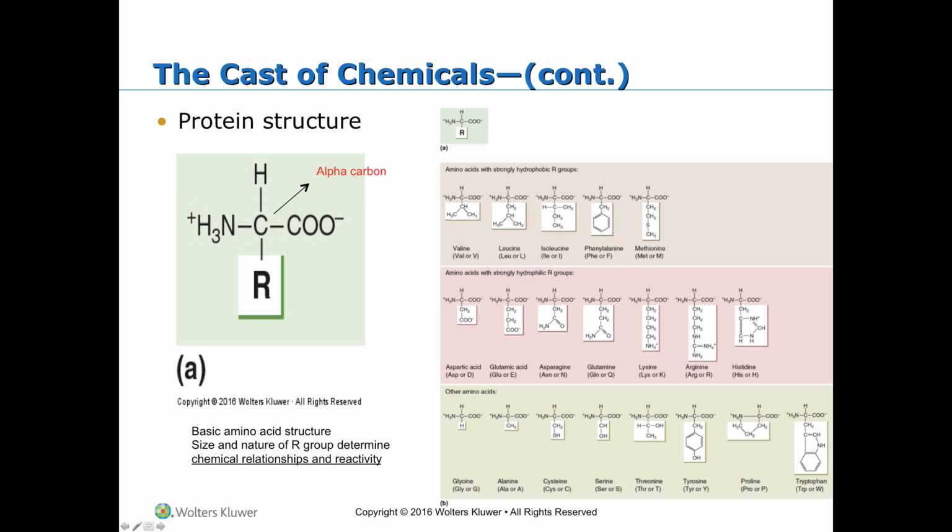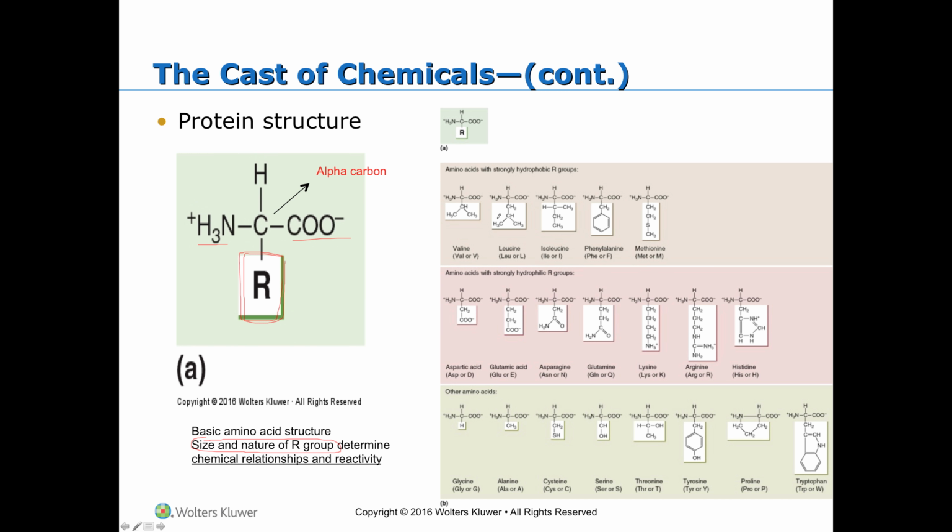So the protein structure. So here is your basic amino acid structure. You have your carboxylic acid functional group and your amino group. Remember from last video, we talked about how an amino acid is just that. It contains an amino and an acid group. It has a hydrogen off of the alpha carbon, and then this R group is what gives each amino acid its particular chemical reactivity. So the size and nature of the R group helps to determine its chemical relationship and reactivity with other species and the way that it can fold.